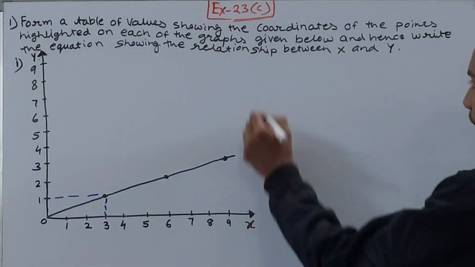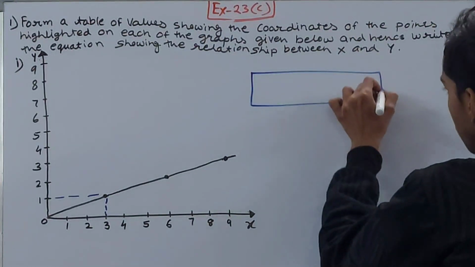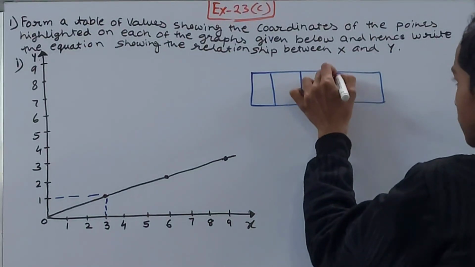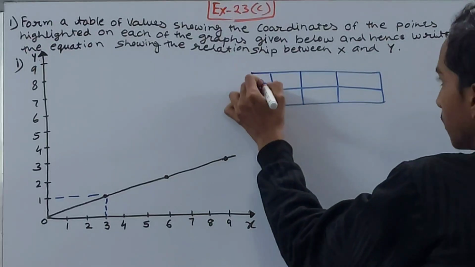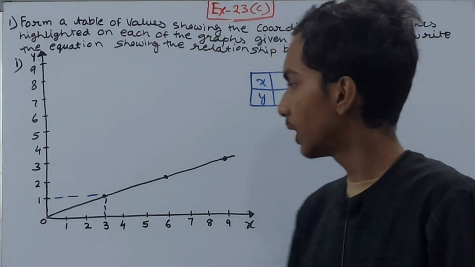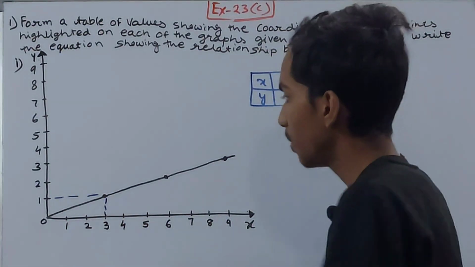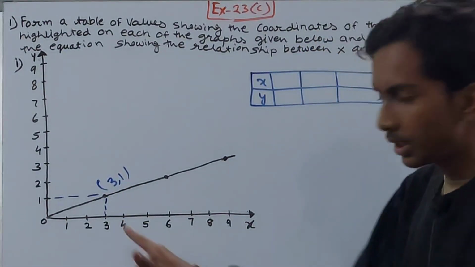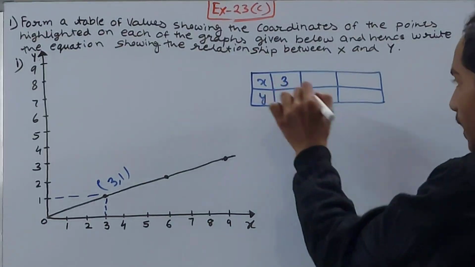So what can I make in the table of values? First of all, just make a table like this. Make sure you have it in 4 columns like this, and then a line in between. One row will have x, the other will have y. We have seen that when the value of x is 3 for this point, the coordinates will be 3, 1. 3 on the x-axis, 1 on the y-axis.